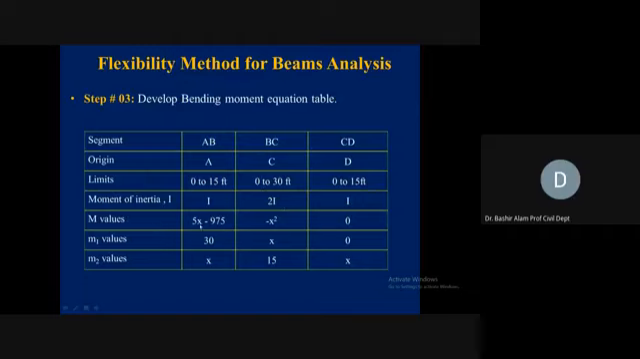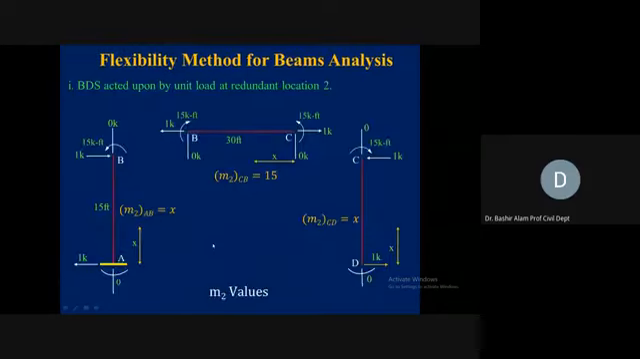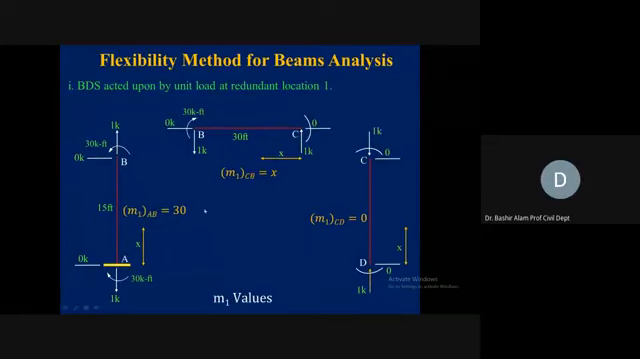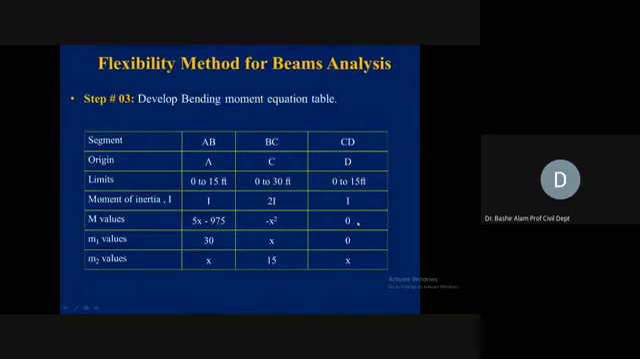Now the capital M value is already 5x minus 975 for AB, and minus x square for BC, and 0 for CD. The m1 values are 30x, 0 and 0, and the m2 values are x, 15 and x. Let's verify this small m. For member AB it is 30x and 0. You see here 30x and 0. From here we are filling this row. This is done now.